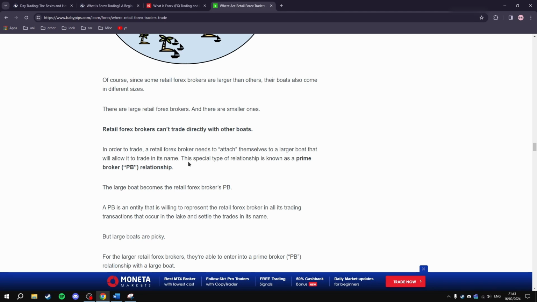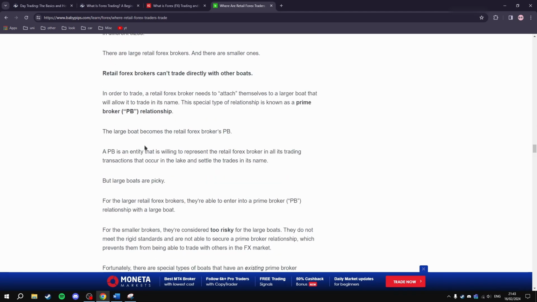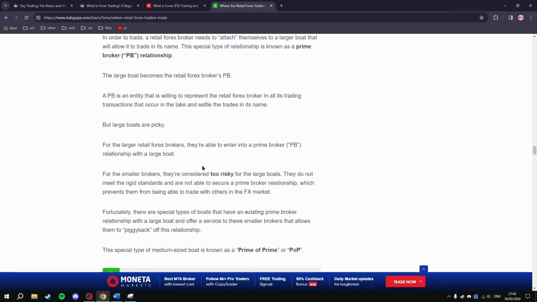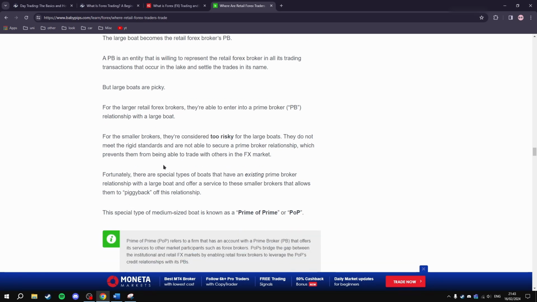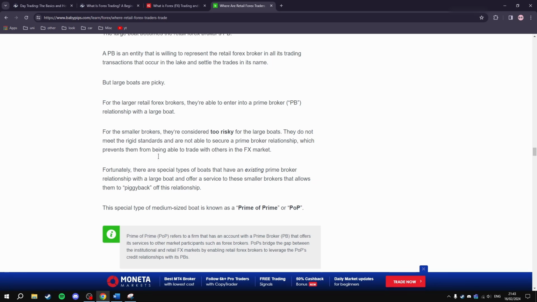This special type of relationship is known as a prime broker relationship. The large boat becomes the retail forex broker's PB. A PB is an entity that is willing to represent the retail forex broker in all its trading transactions that occur in the lake and settle the trades in its name. But large boats are picky. The larger retail forex brokers are able to enter into a prime broker relationship with a large boat. The smaller brokers are considered too risky for the larger boats. They do not meet the rigid standards and are not able to secure a prime broker relationship, which prevents them from being able to trade with others in the FX market.